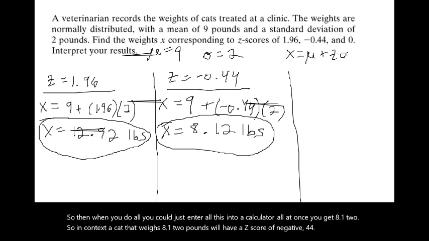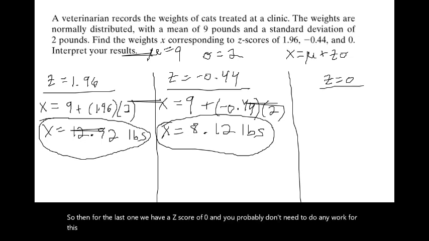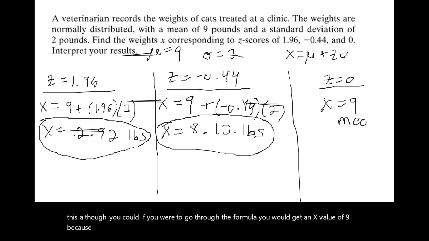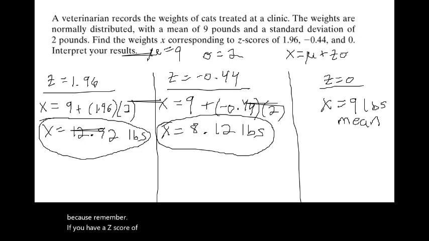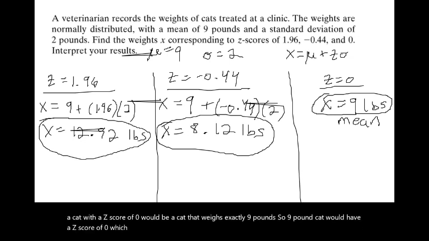So then for the last one, we have a Z-score of 0, and you probably don't need to do any work for this, although you could. If you were to go through the formula, you would get an X value of 9. Because remember, if you have a Z-score of 0, that means that the data entry in question is exactly at the mean. So a cat with a Z-score of 0 would be a cat that weighs exactly 9 pounds. So a 9-pound cat would have a Z-score of 0, which is exactly average for this population.